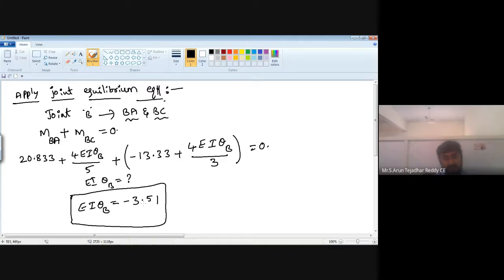Minus 3.51. This is our EI theta B value. Now, we don't have any other unknowns here like theta A, theta C in this equation. So, finding theta A and theta C is not required. Suppose if you want it, you can open the second step. I'll open the second step here so you can see.